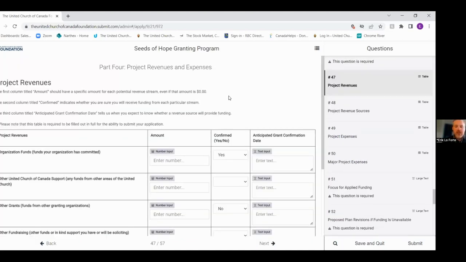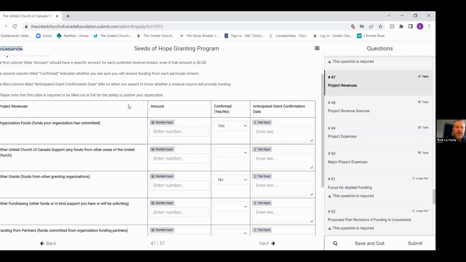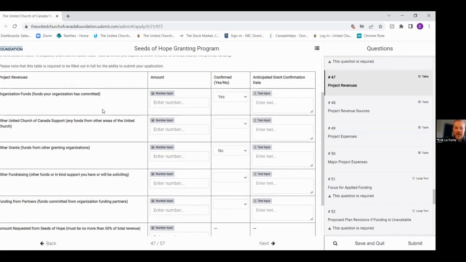This is the project revenues table. It seems rather daunting, but it's actually pretty straightforward. In the far left column, it's a breakdown of the revenue sources. So organization funds. These are funds that your organization may or may not have committed to the project. Other United Church of Canada support. Other grants. This could be you have other grants in the pipeline from other organizations. Other fundraising, this could be fundraising efforts you have, whether that's approaching donors directly or doing things like a fair where you're raising money, that would go there.